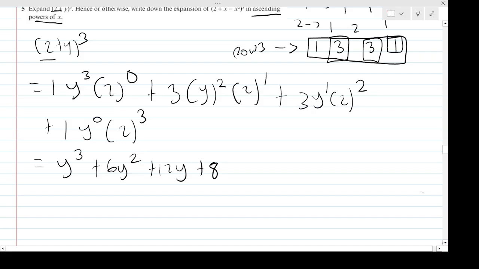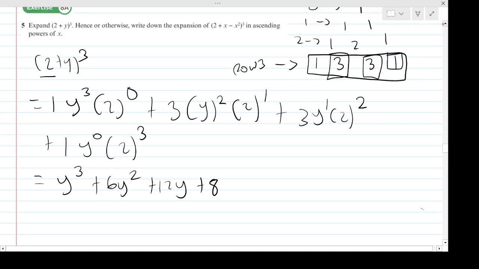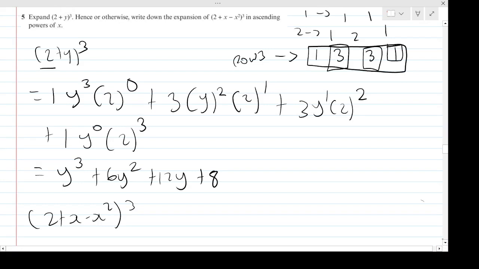So that's the first part. Then it said we need to write down the expansion of this bracket, 2 plus x minus x squared to the power of 3, in ascending powers of x. So we need to expand this now. However, the command word says hence.